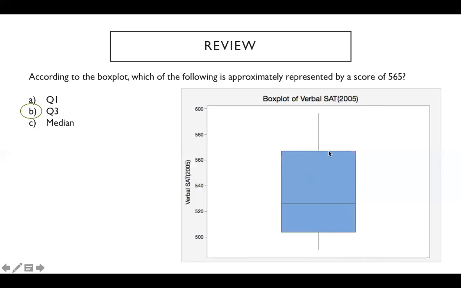And then the median here is just represented by the middle line in our blue box, probably around 530. So if you were having trouble with that question, you can always go back to the first slide that shows an example of a box plot, and that's where you can see how these all line up.